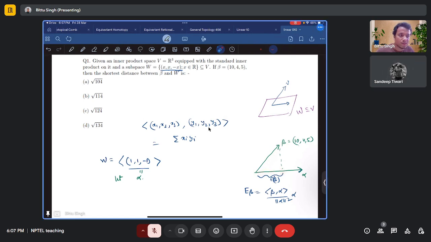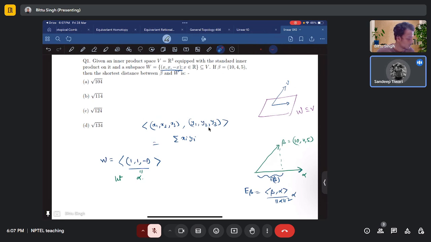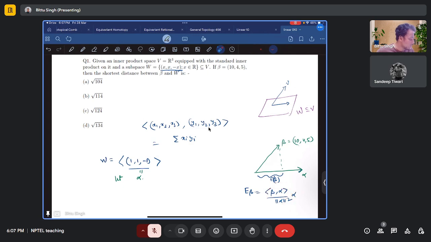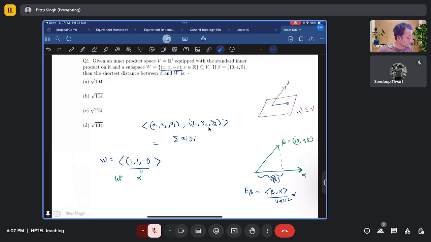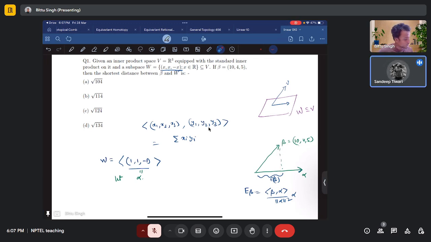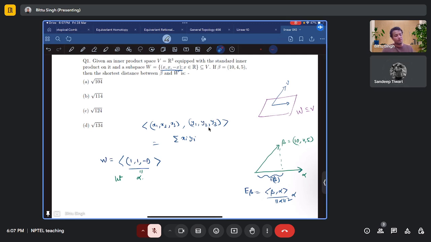Sir, the dot product is always a scalar quantity. Yes, this is scalar, but if you multiply with alpha, then this will give a vector in this direction, right? Yes, sir. So you know the direction will be alpha, but you need to multiply with some scalar so that it gives you the projection. So projection is actually a vector itself.